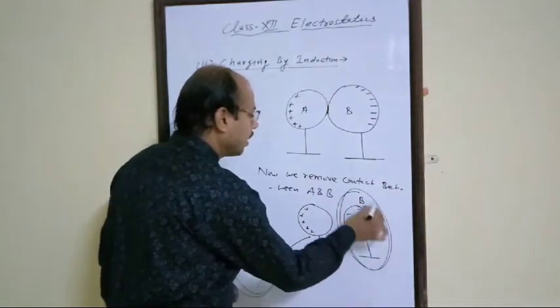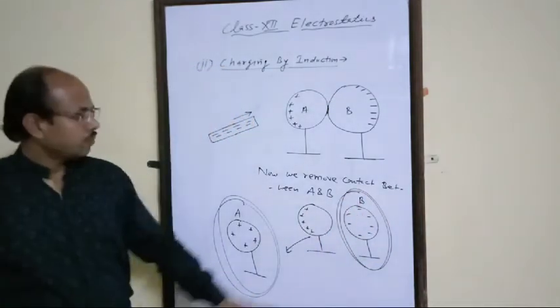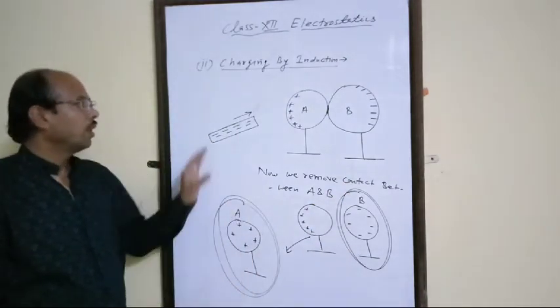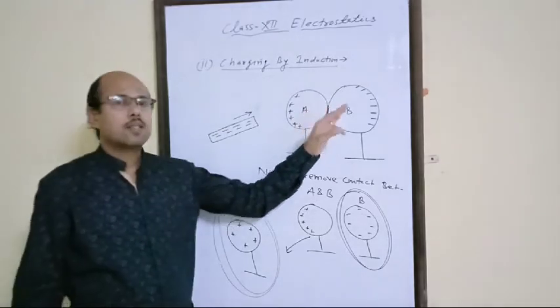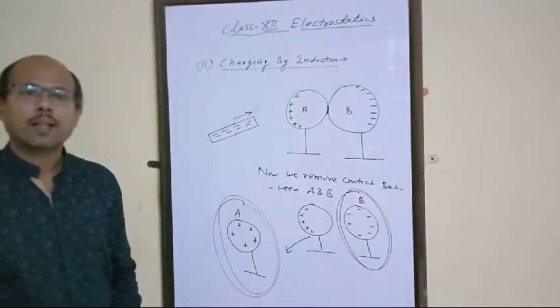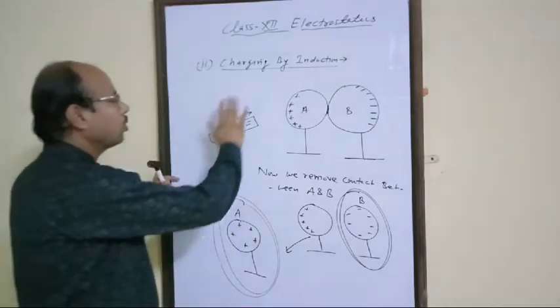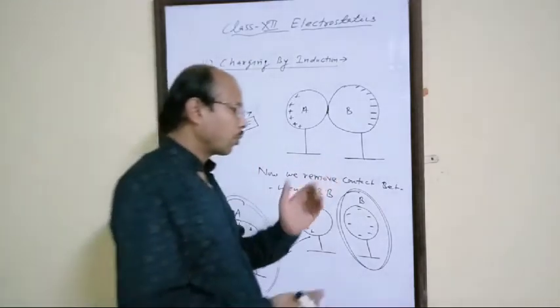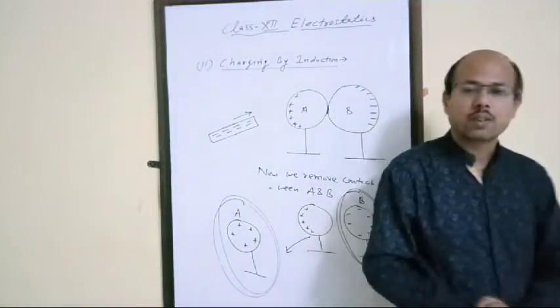This is charging by induction. Body B becomes negatively charged and A becomes positively charged. So in this way we can charge two metallic spheres A and B with the help of induction. This is what we had to say about charging by induction. So there is some question related to charging by induction.